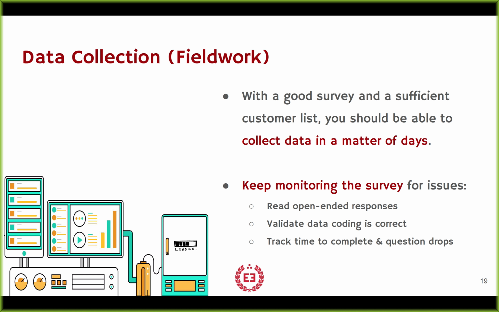So maybe everybody gets 60% of the way through the survey and they keep dropping off on one question. Why? It could be that there's a problem with that question. It could be the wording's wrong. It could be there's a programming issue. But if you see that kind of drop off, you can then go and fix it.